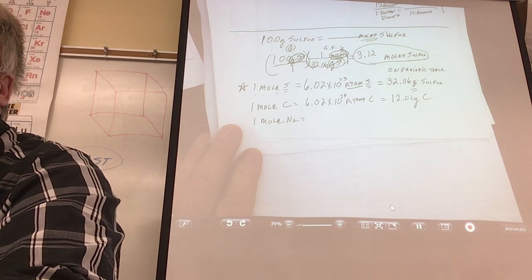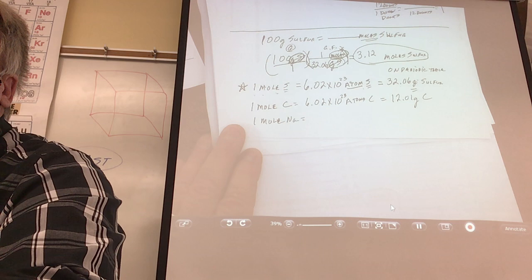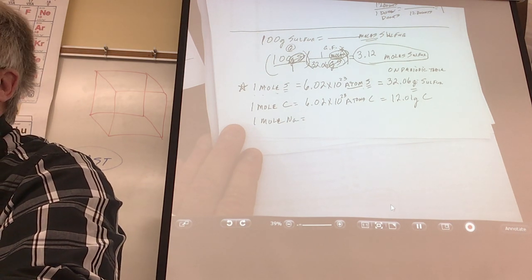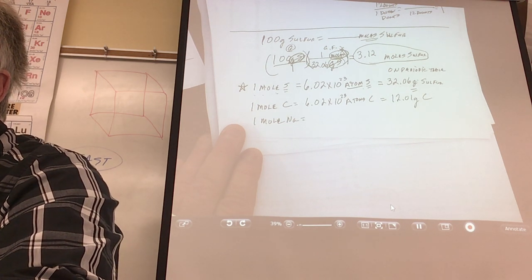Okay? You have to be able to come up with these. If I give you a mole problem like on a quiz, I'll give you a periodic table. You have to be able to put the 3 equivalents down.